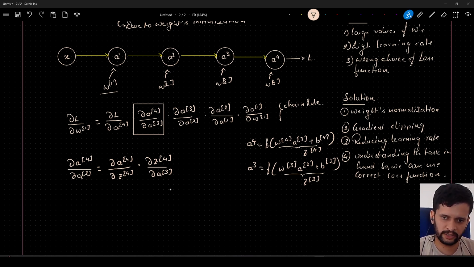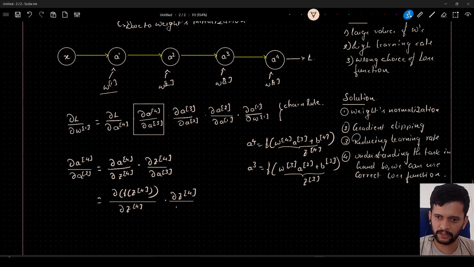So that's what I have written here. Now we know what A4 is. This is nothing but the derivative of some function of Z4, with respect to Z4, multiplied with the derivative of Z4 with respect to A3.